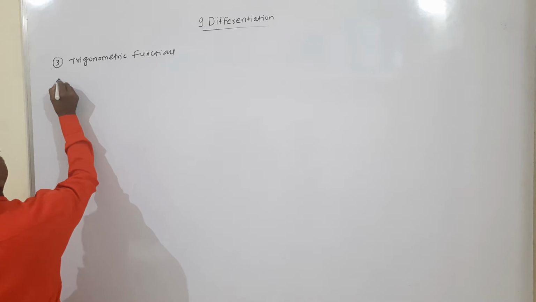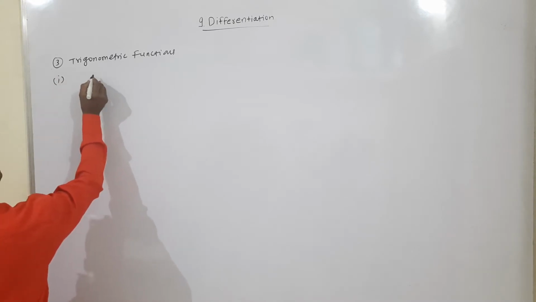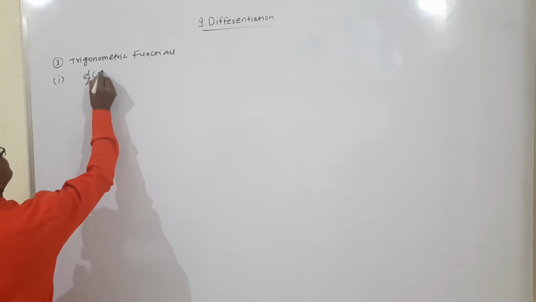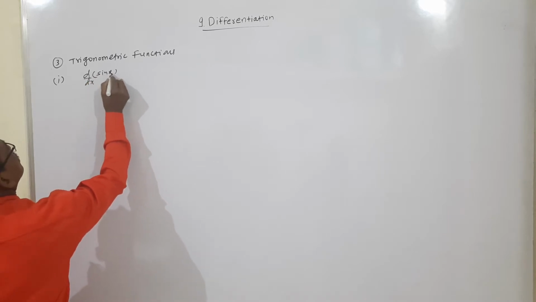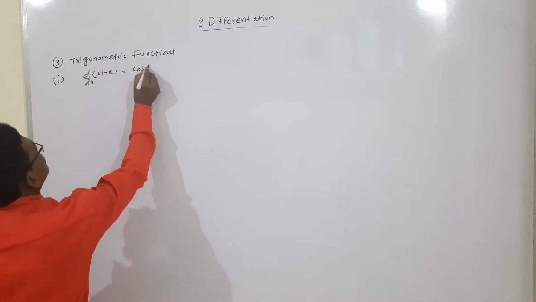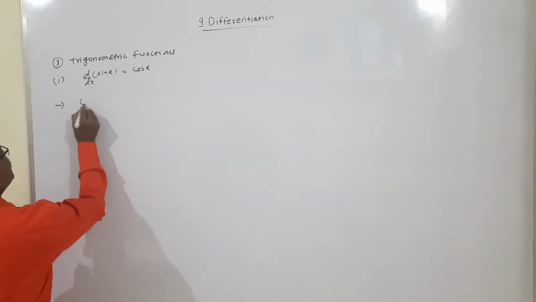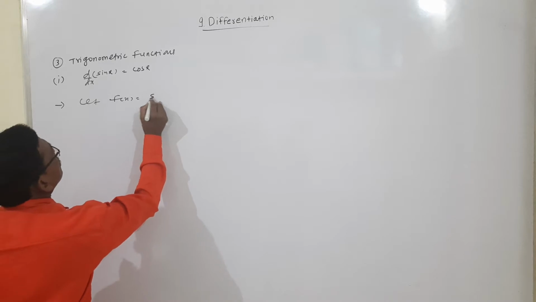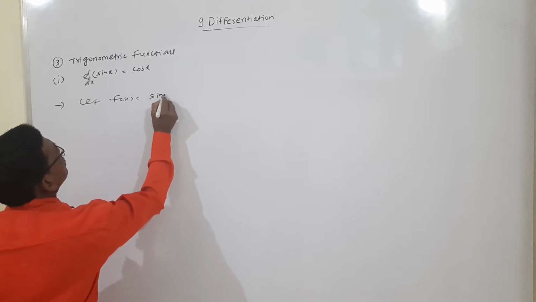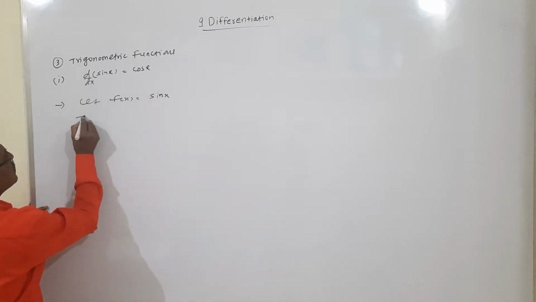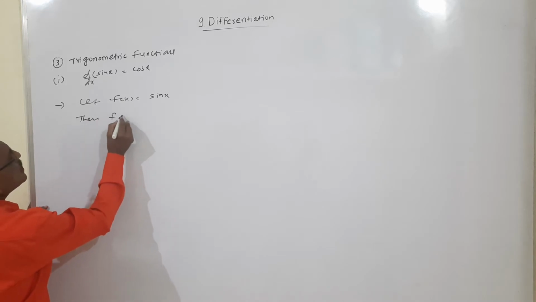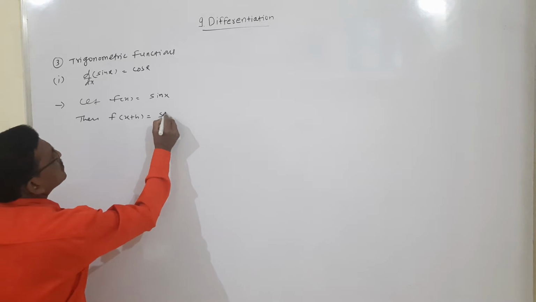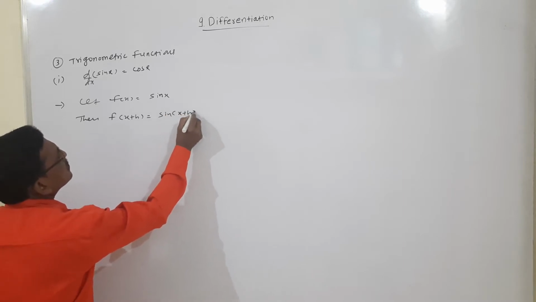So first, sin x. Derivative of sin x is equal to cos x. So let function f of x equal to sin x. Then where there is x we put x plus h. So it is the sine of x plus h.